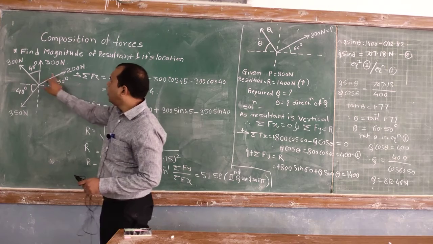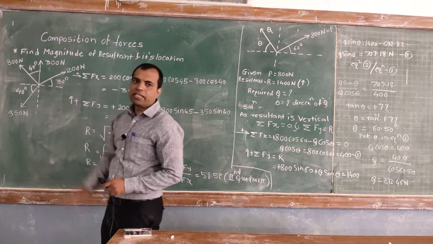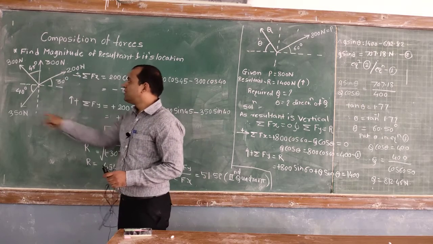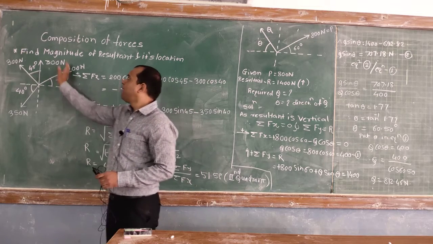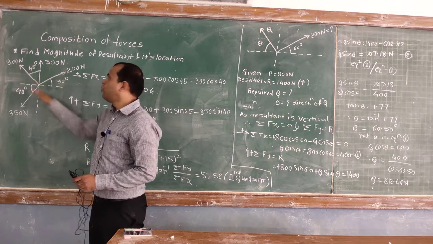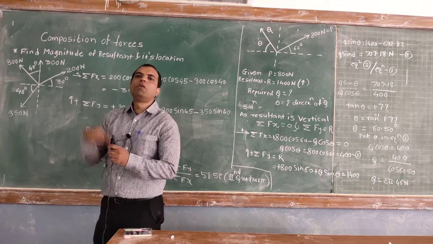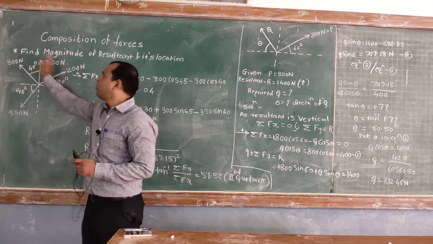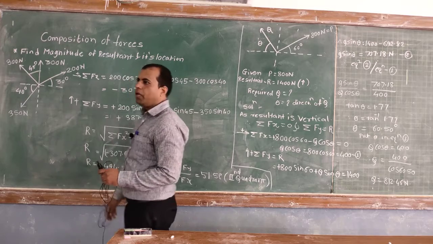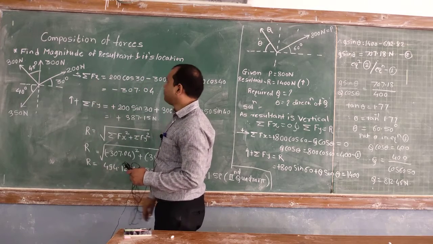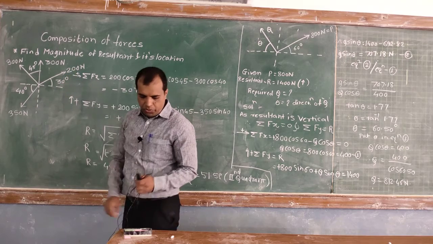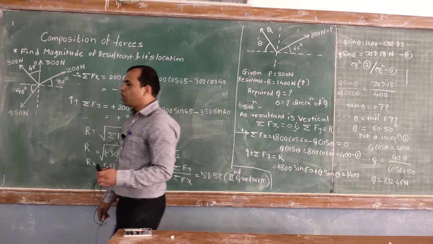So there are 4 forces, and we have to find the resultant of this system of forces. We have to replace these 4 forces by a single force which will produce the same effect as that of the system of forces. So this is a problem of composition. Let's begin. First we have to resolve the force 200 Newton into its two components.